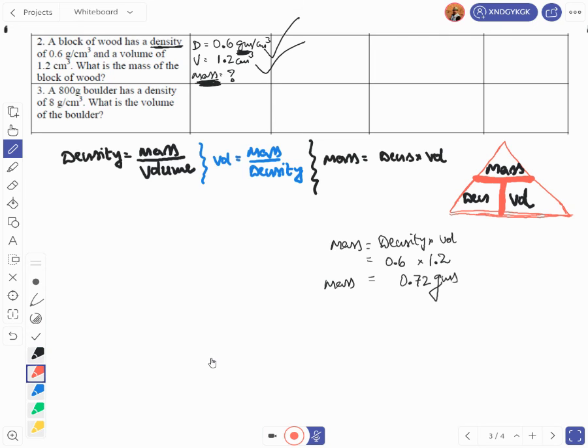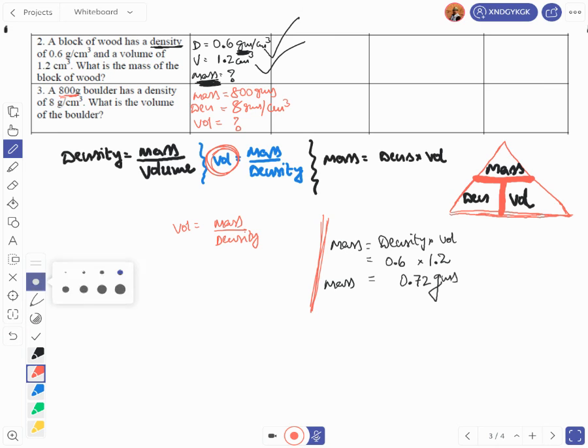Now, let's focus on the next question. An 800 gram boulder has a density of 8 grams per cubic centimeter. So 800 grams means here mass is given as 800 grams. And density is 8 grams per cubic centimeter. What is the volume? So the question is, what is the volume? So for volume I can use this rule, right? Volume equals mass per density.